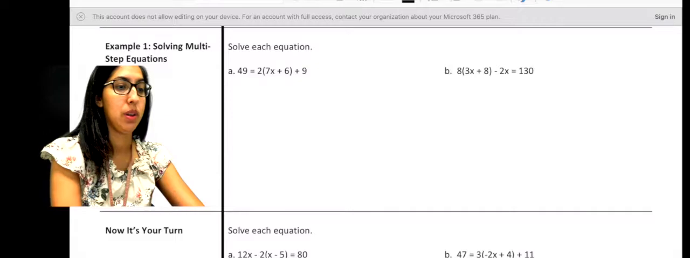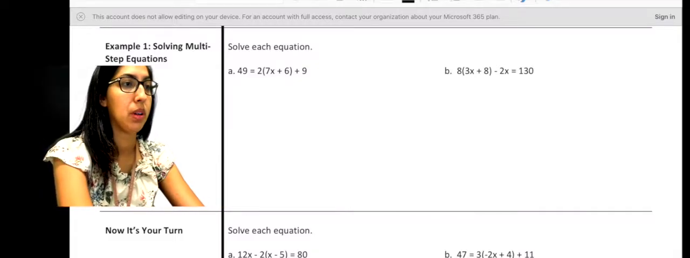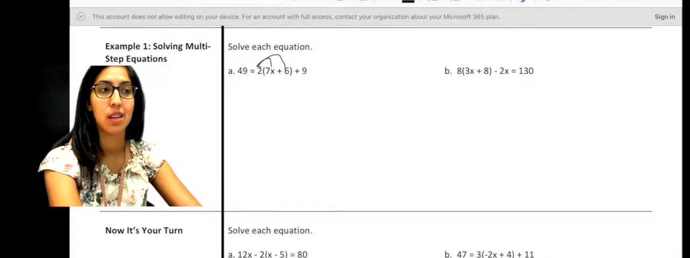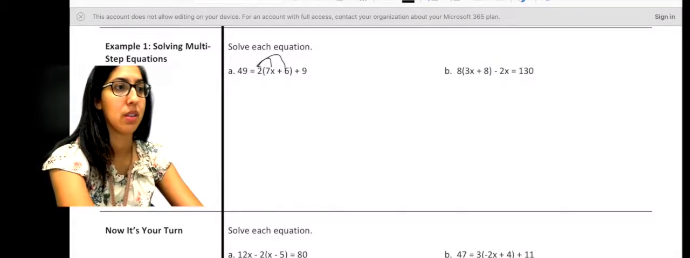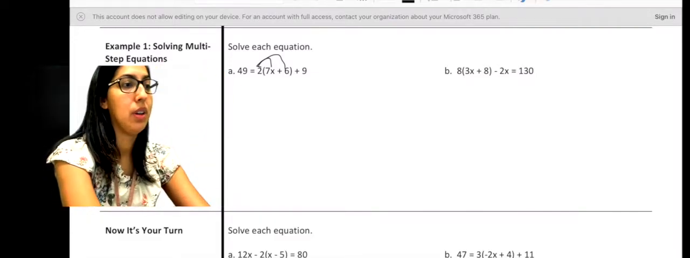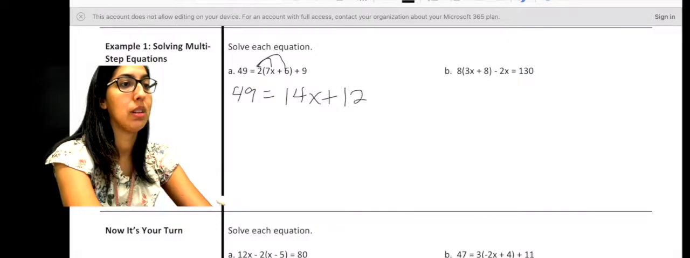first thing we always need to do is distribute. So we're gonna distribute this 2, and it only goes to whatever's in the parentheses. It does not go to anything outside the parentheses. And then once we distribute that, we're gonna bring everything down. So that is now 49 equals 14x plus 12 plus 9.